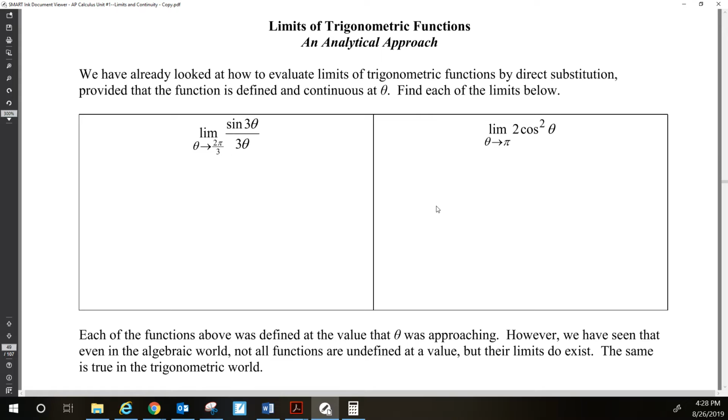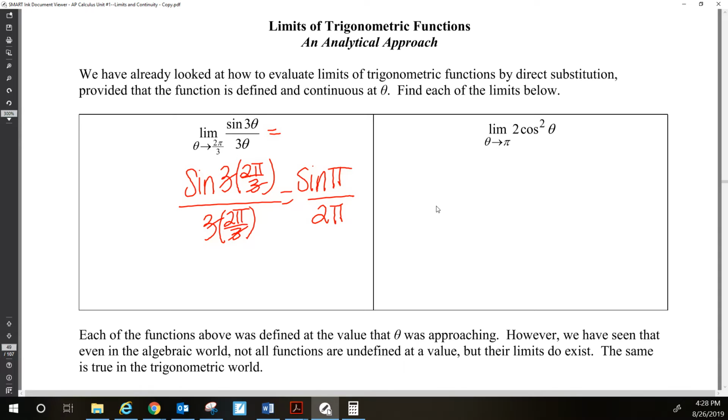All right, so we've talked about how we evaluate limits of trig functions by direct substitution. So let's practice that one more time here. I'm just going to plug in 2π/3 everywhere I see theta. So sine of 3 times 2π over 3, over 3 times 2π over 3. My 3's cancel. That gives me sine of 2π over 2π... well, my y value at π, remember π is over here, the y value is 0. So this would be 0 over 2π, which would be 0.